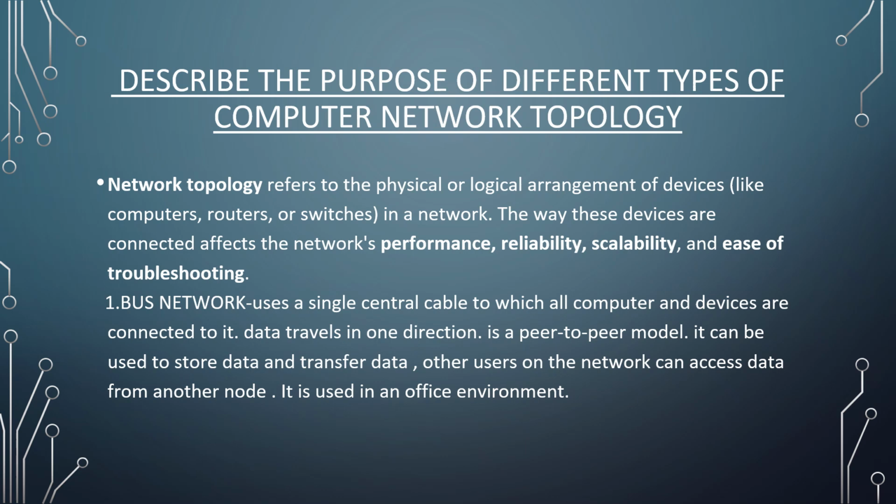At first, we have the bus network. It uses a single central cable to which all computers and devices are connected. Data travels in one direction, is a peer-to-peer model. It can be used to store data and transfer data. Other users on the network can also access data from another node. It is used in an office environment.